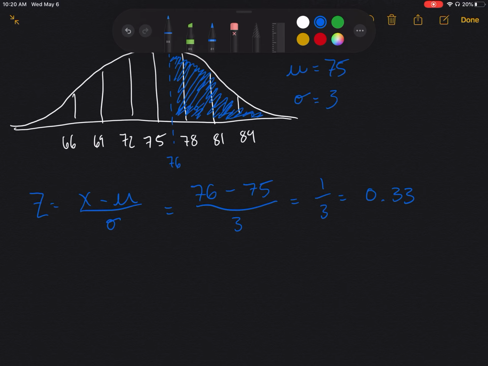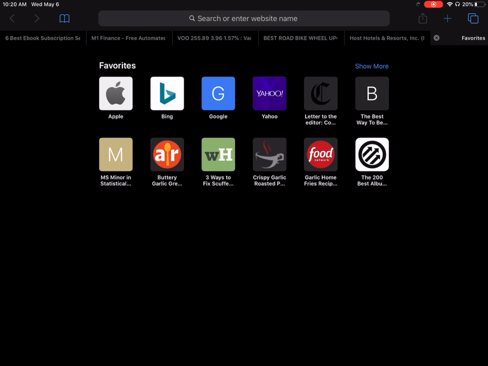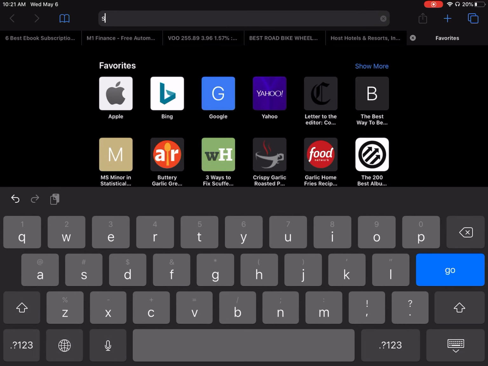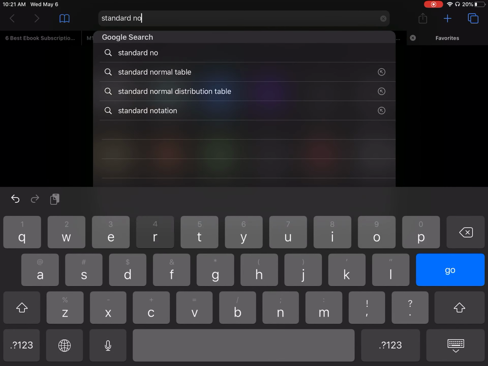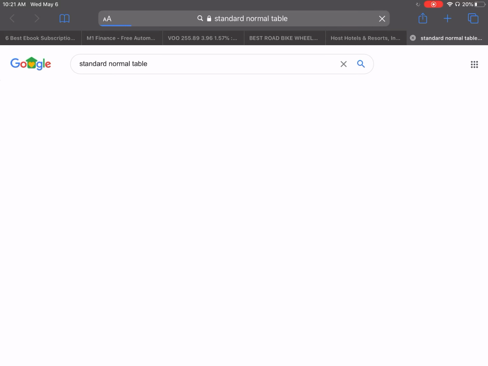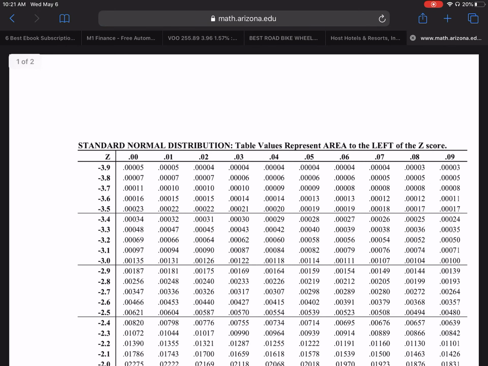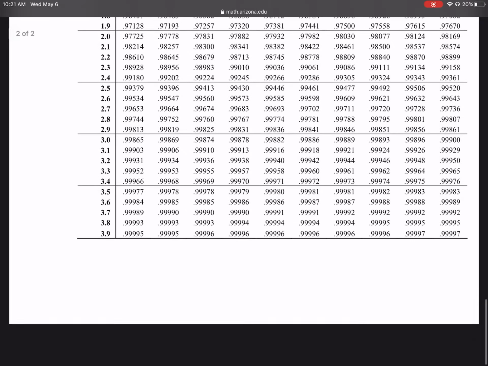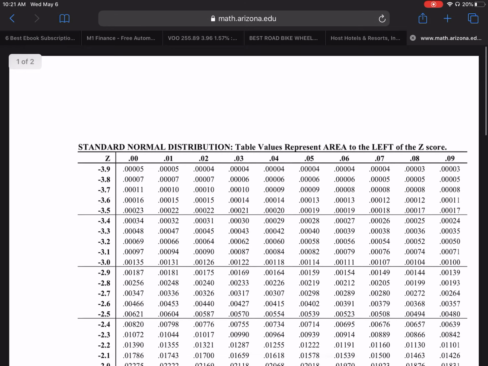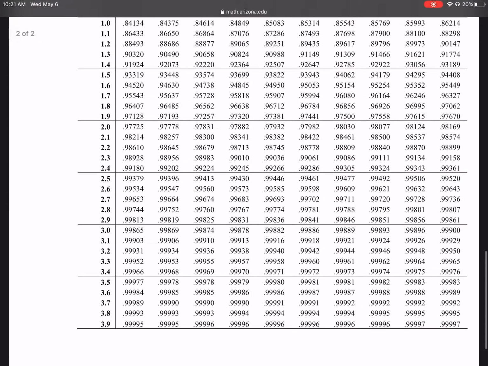Okay, but our goal was to find a probability. So we need to get a standard normal table. I will link one in your assignment. They're also super easy to pull up. So I will search standard normal table, and we'll just pick that. Okay, and what it looks like is just a big old sheet of numbers. And what these are, are all probabilities.